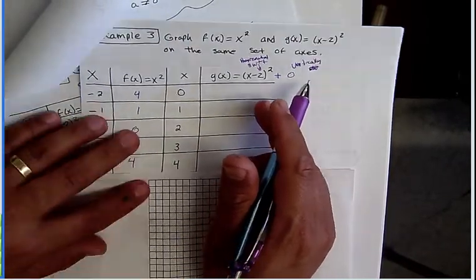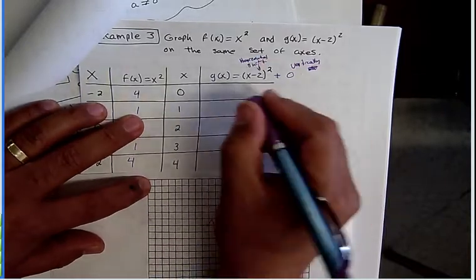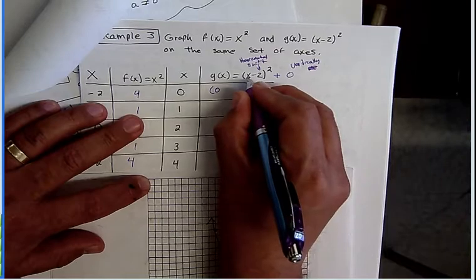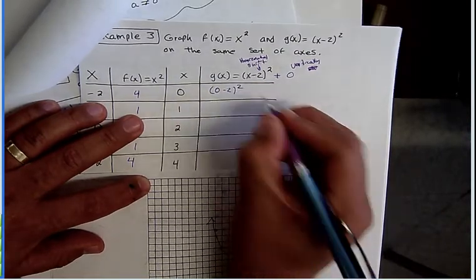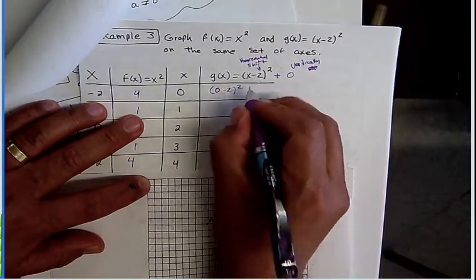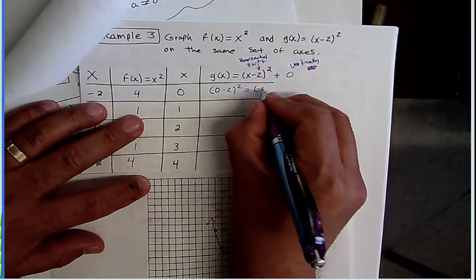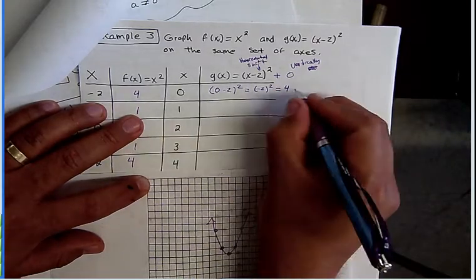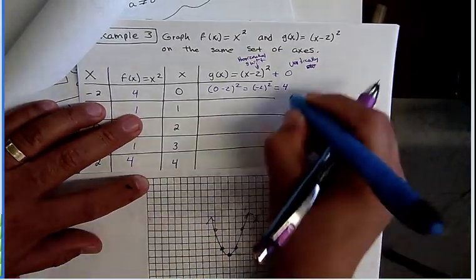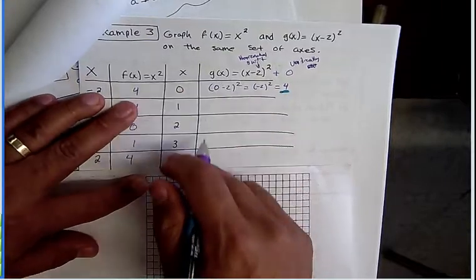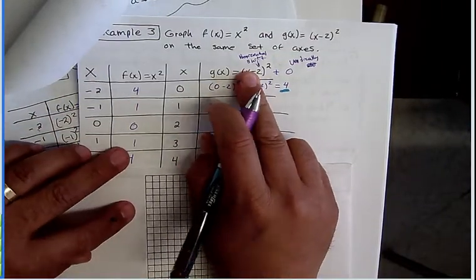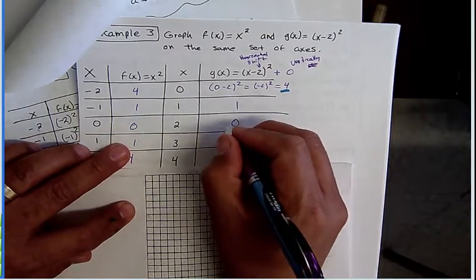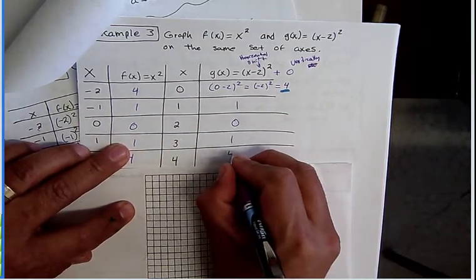I'm not gonna go over all of them, maybe the first one. So how do you solve this one? You would substitute the 0 for the x, like that. So 0 minus 2 squared, that would give you negative 2 squared, which gives you 4. So this value would be 4. And you would do the same for each substitute for the x. I'm just going to write the answers. This will give you 1, 0, 1, and 4.